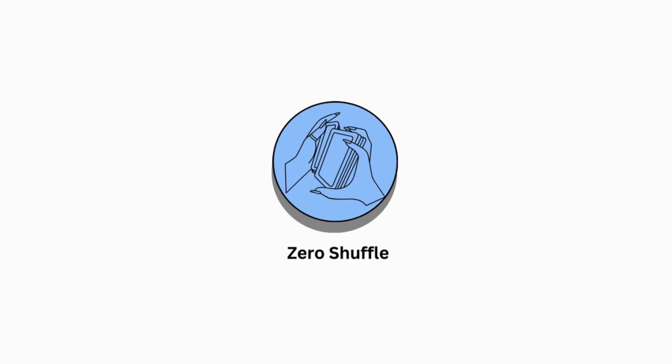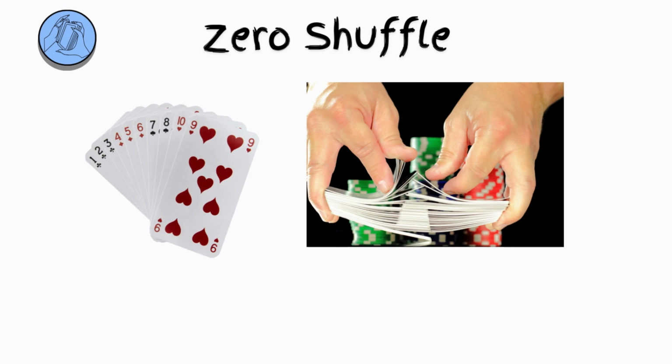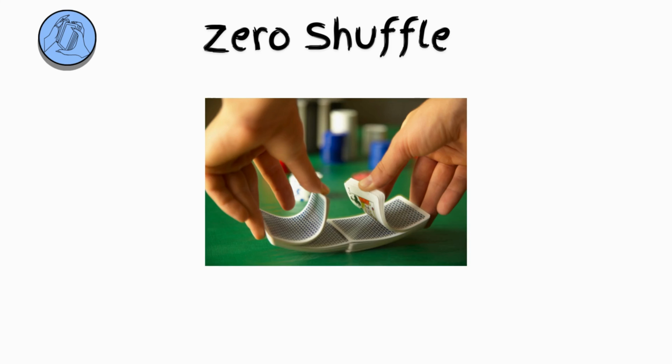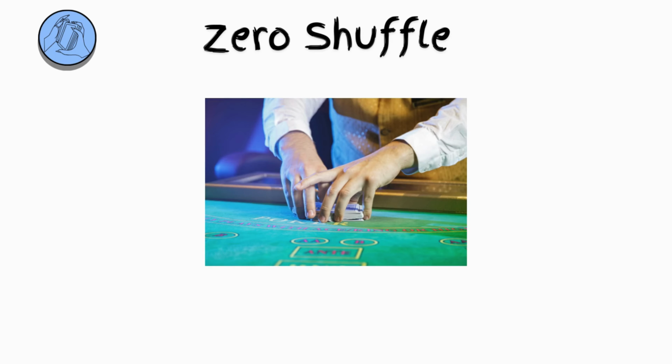0 shuffle. This card shuffle looks typical, but keeps the order of the deck intact. The magician appears to shuffle the deck, but only pretends to lock the cards together, returning them to their original order.